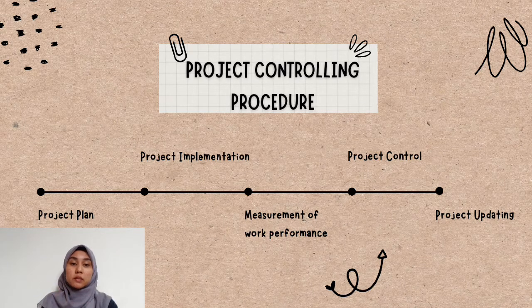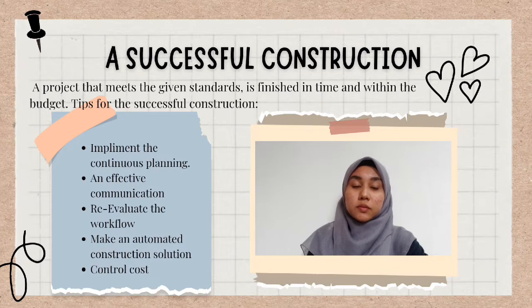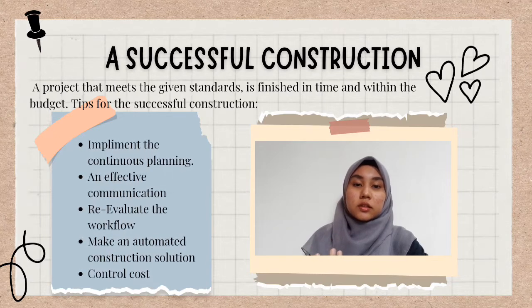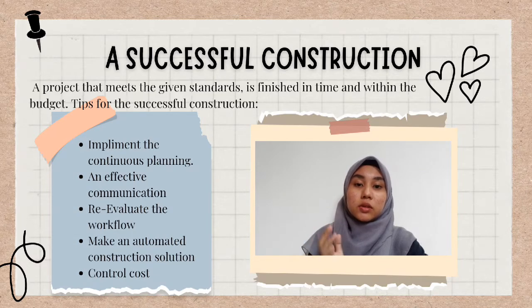The fourth one is about project control, and the last one is about project updating. One is about successful construction. In this successful construction, a project that meets the given standards is finished in time and within the budget. There are also a few tips for the successful construction.